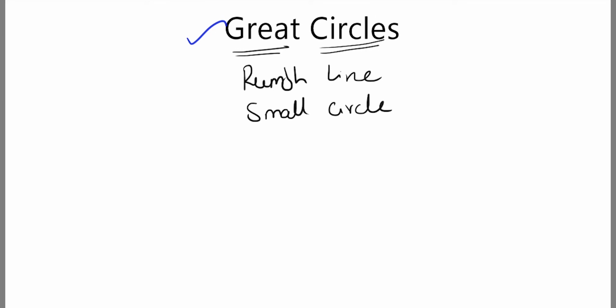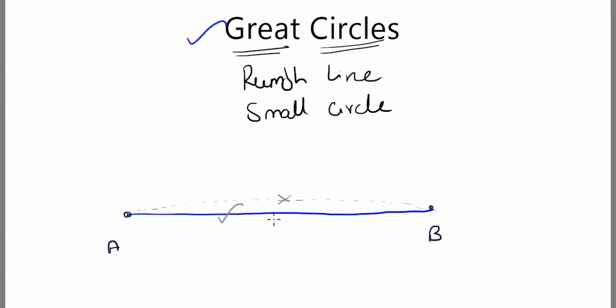Before we go into great circles, I need you to understand a little bit of concept. When I have 2 points on the earth, say point A and point B, the shortest distance between them will always be a straight line. Even if you go by a very small diversion like this, it is not going to be your shortest distance, whereas your blue line is going to be your shortest distance.